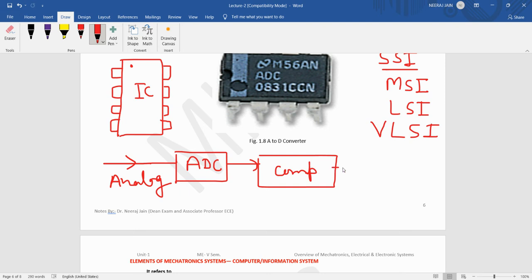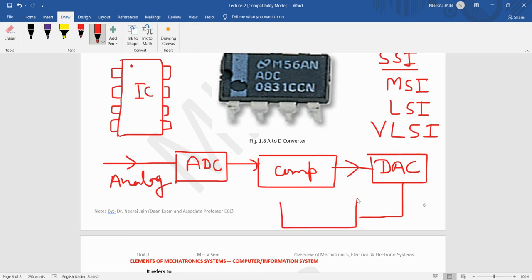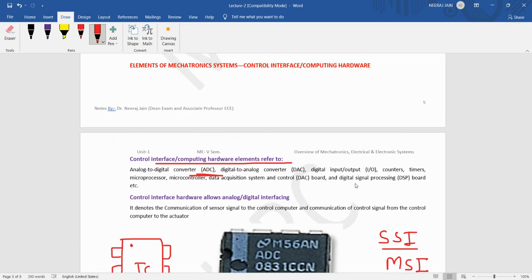After using this signal in the computer, because the final element understands only the analog signal, the DAC is also used, the digital to analog converter, which converts the digital signal into analog form and which operates the final element, that can be a valve or relay. These are the final elements which operate with the help of analog signals.